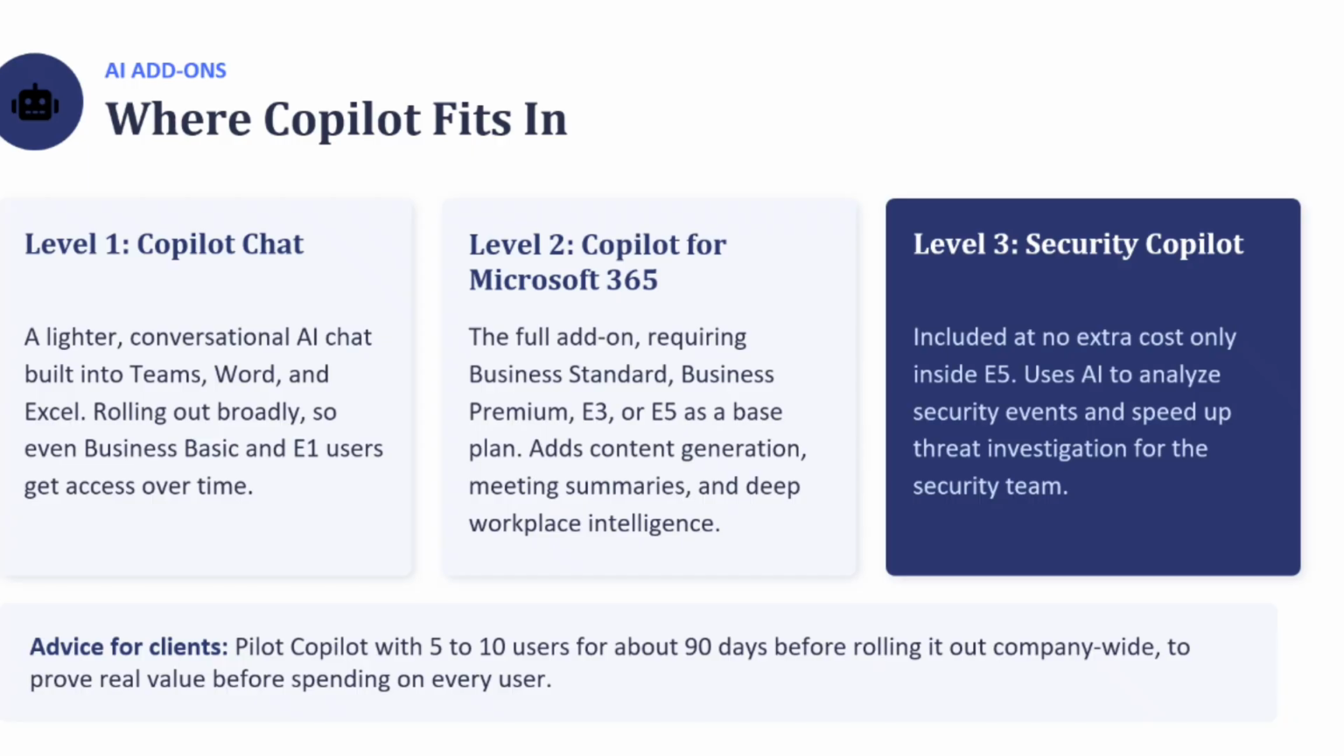Level 3 is Security Copilot, which is included at no extra cost only inside E5. It uses AI to analyze security events and speed up threat investigation for your security team. Pilot Copilot with a small group of 5 to 10 users for about 90 days before rolling it out company-wide. This helps prove real value before spending on every single user.